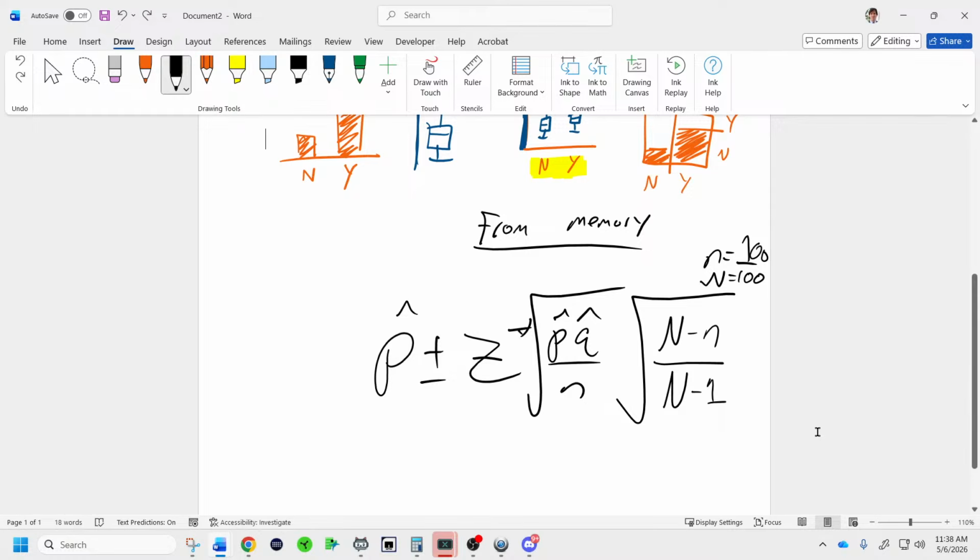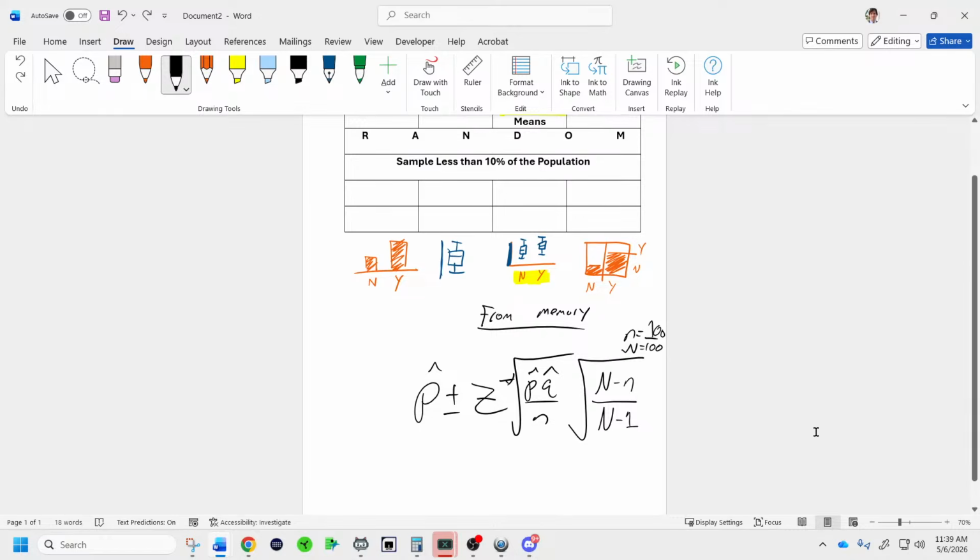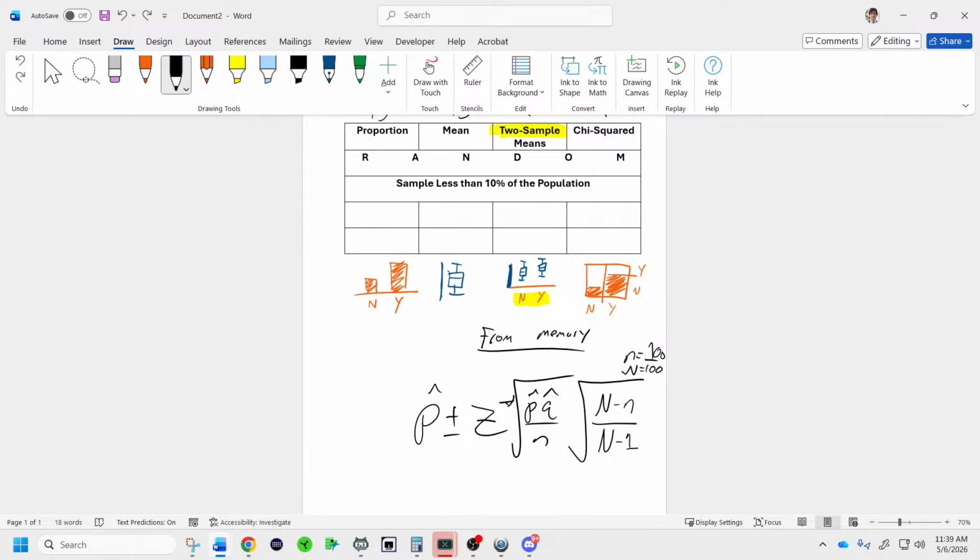So why does the 10% condition exist? Well, if you've sampled less than 10% of the population, this correction is very small. So the correction by which you'd multiply is very small.